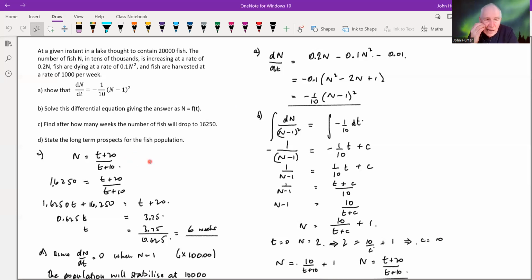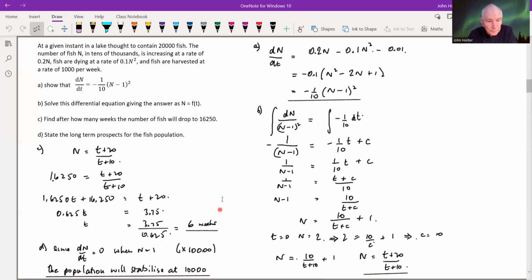So for part C, we're going to find out after how many weeks the number of fish will drop to 16,250. So yeah, we're just solving this equation, aren't we? 16,250, that's our n, is equal to this. And we're just going through, cross multiply this denominator up to the left, and then solve for t, and that's going to give us t equals 6 weeks. Okay, so that's okay. And then the last part says, state the long-term prospects for the fish population.